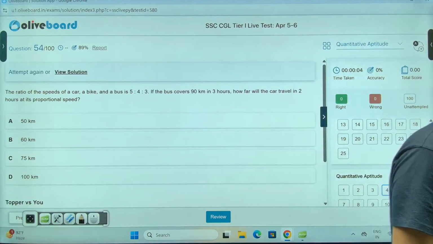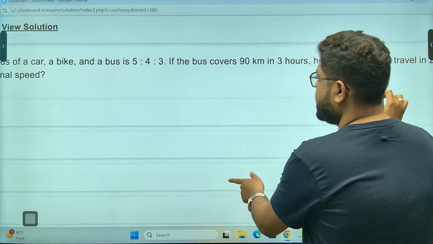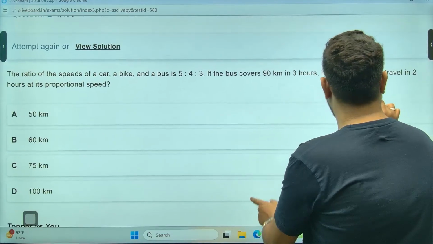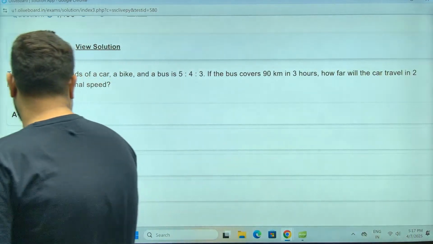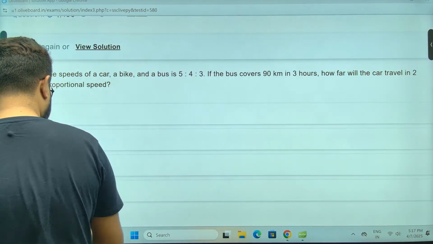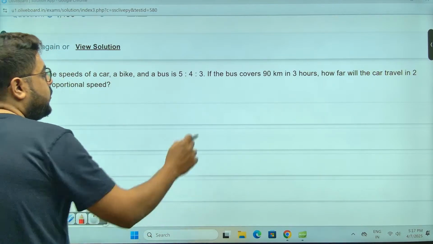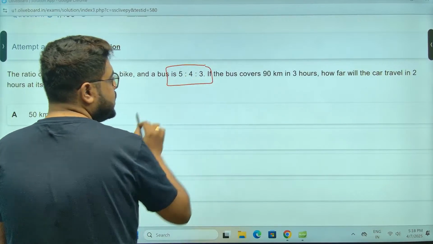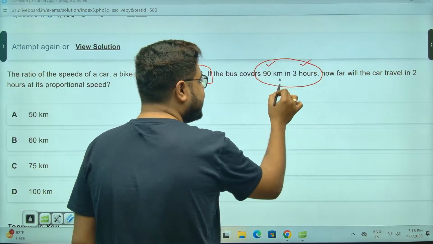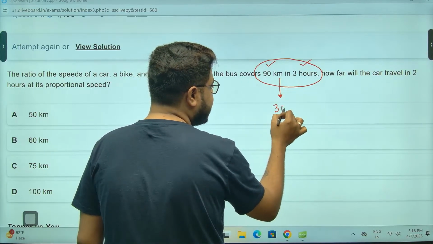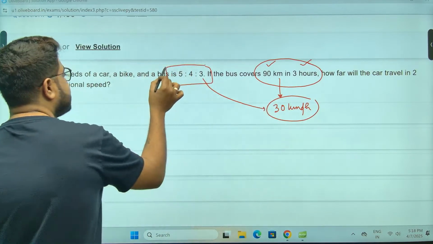Moving on to the next question, sir. Speed of the car, bike, and bus, in the ratio 5 : 4 : 3. The bus covers 90 kilometers in 3 hours. So distance and time are given, meaning they are giving you the speed. 90 by 3 is 30 kilometers per hour. That is the speed of the bus, that is the value of this 3, sir, because the bus is 3.